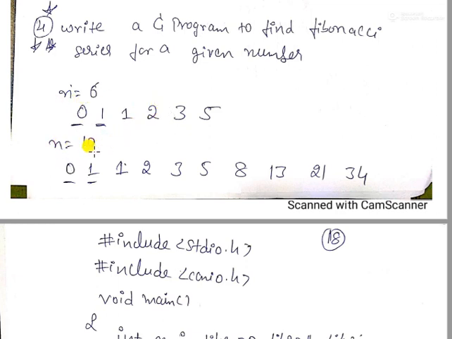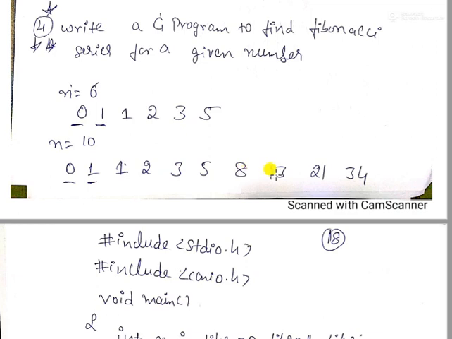So next, n is equal to 10 means 10 values must come. How do the 10 values come? First 2 values are 0 1. Third value 0 plus 1 is 1. Fourth value 1 plus 1 is 2. Next, for the fifth value, previous 2 values 2 plus 1 is 3. Next, for 5, 3 plus 2 is 5. And then for 8, 5 plus 3 is 8.